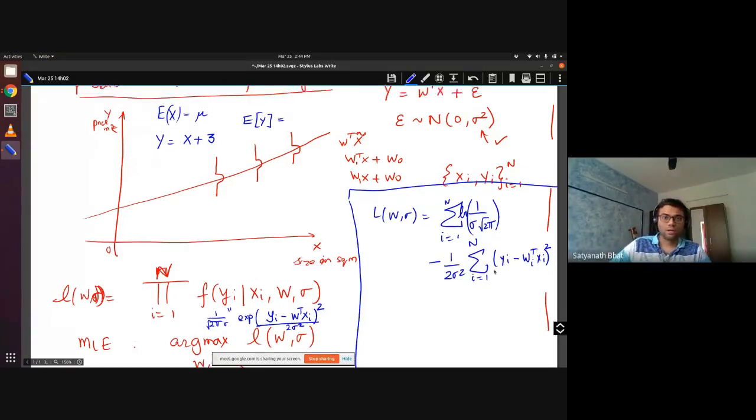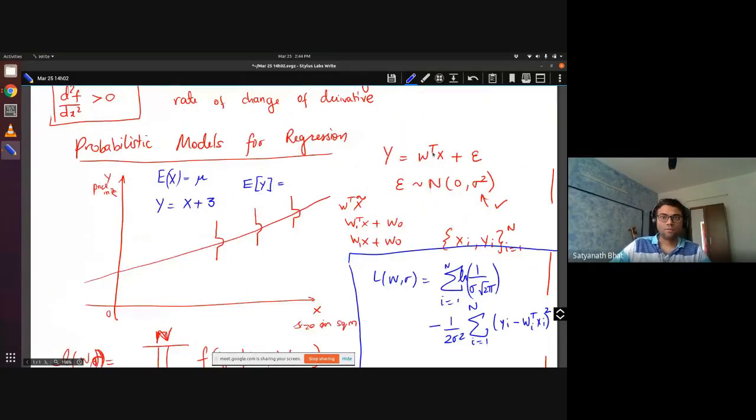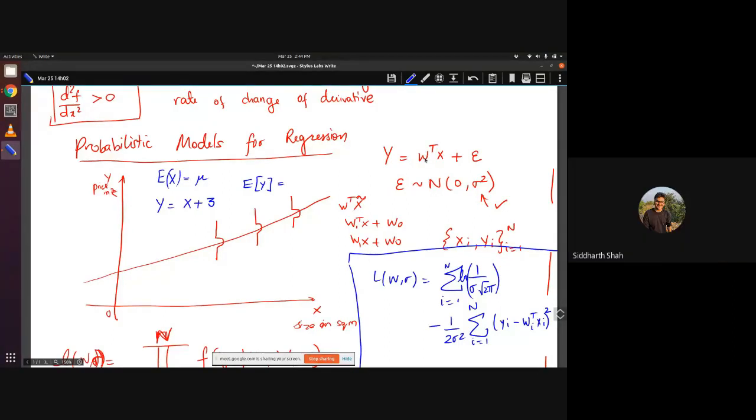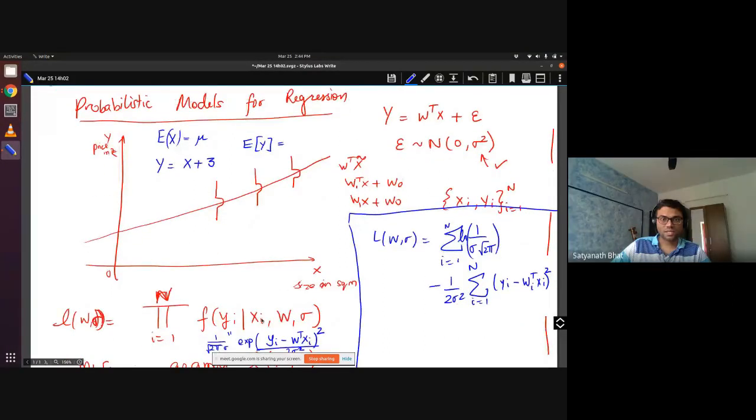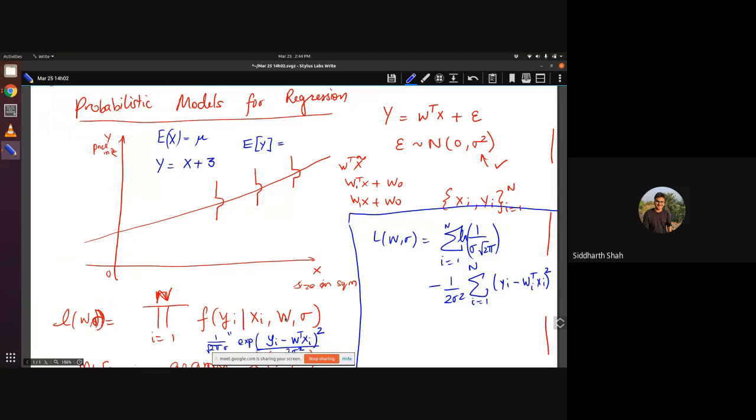Okay, so tell me, for a given value of x and given value of w, is this a constant or a random variable? Yes, sir, it's a constant. So look at this, right? So xi is given, w is given. Okay. Yes, sir, got it.